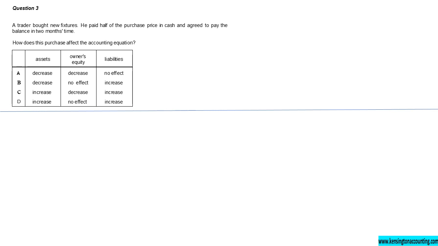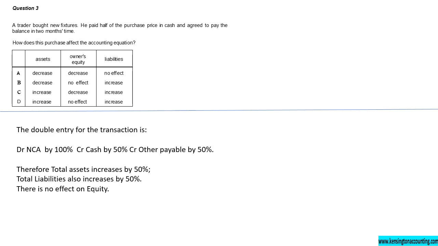Question 3 is about the double entry for a particular transaction. In this case, a trader has bought new fixtures. Now, fixtures is part of non-current assets, and he's paying half cash and half to be paid later. Therefore, it is on credit. The double entry for such a transaction would be to debit the fixtures account in non-current assets by the total amount of the purchase.